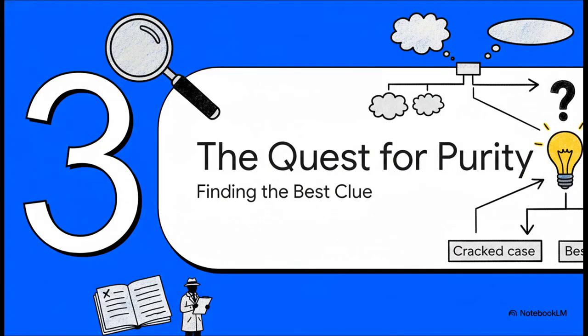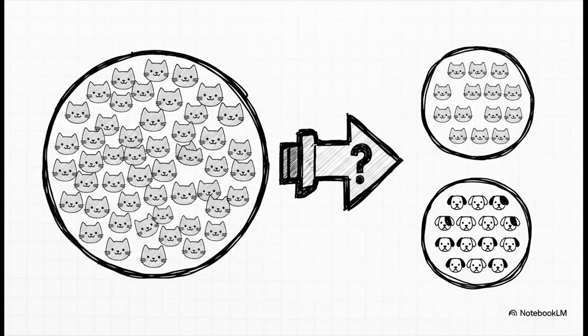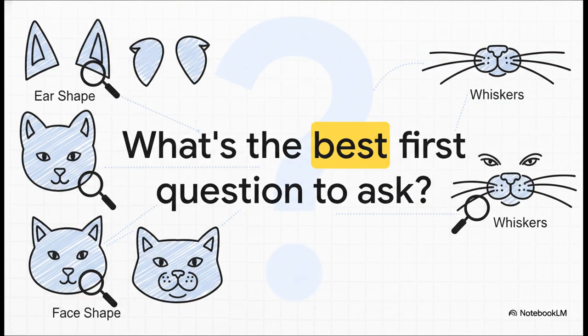But here's the secret to being a great detective and a great decision tree. You have to ask the best questions first, the questions that get you the most information and crack the case the fastest. The way the tree finds the best question is by aiming for purity. Its goal is to ask a question that splits our jumbled group into new, smaller groups that are as uniform as possible. Ideally, we'd want one group of all cats and another group of all non-cats. We've got 3 potential first questions we could ask. One about ear shape, one about face shape, and one about whiskers. So let's play detective and see which question actually does the best job of splitting our suspects into pure groups.